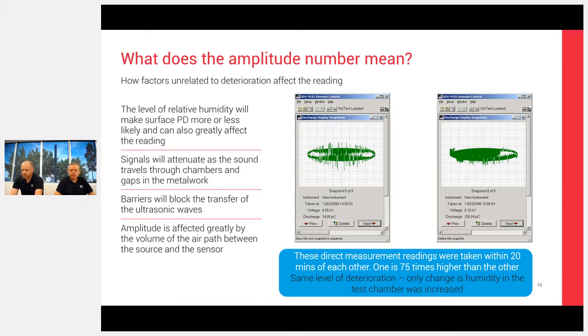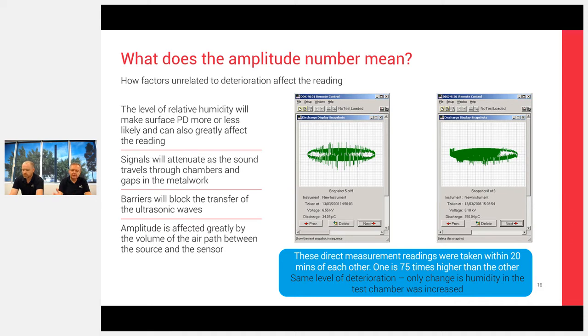So what does the number mean? This is the difficult one. So we found a discharge and we've got 26 dB, we've got 21 dB. Then we have to start making an assessment of what that means, and that is the most difficult thing when it comes to ultrasonic type testing. If we look at this particular slide here, this is some lab type work that we did a few years ago, and you've got two different measures of discharge that were taken 20 minutes apart from each other, and one of them is 75 times higher in amplitude than the other.